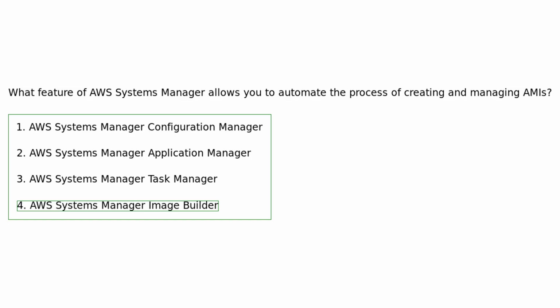AWS Systems Manager Image Builder is a feature that allows you to automate the process of creating and managing AMIs, including customization and patching, based on predefined recipes.